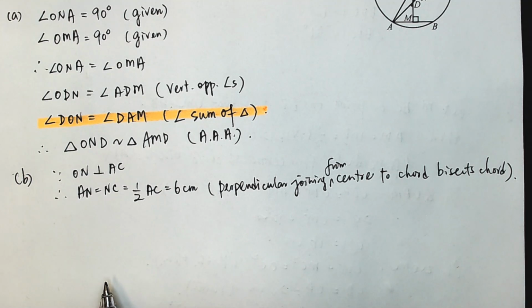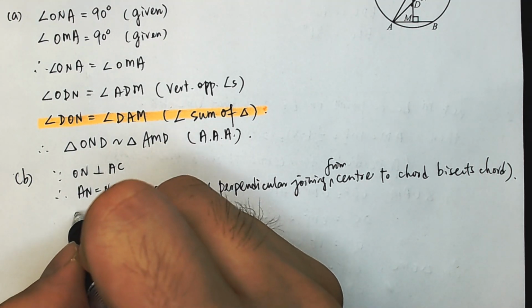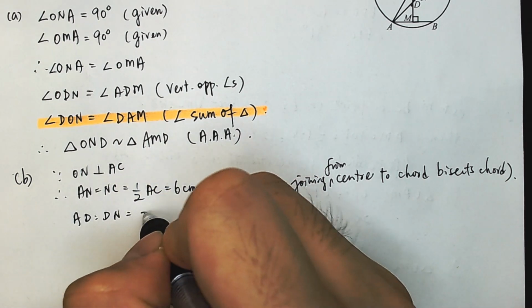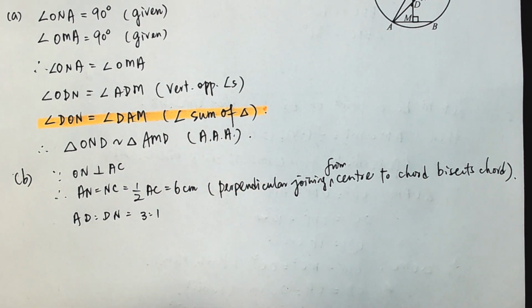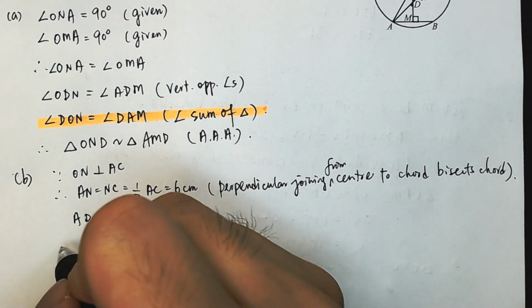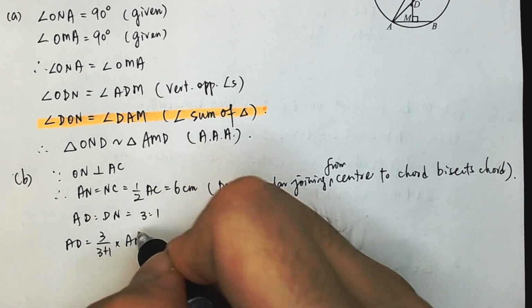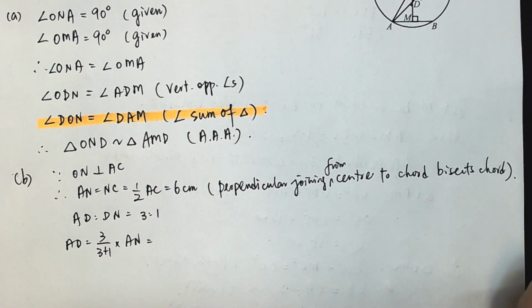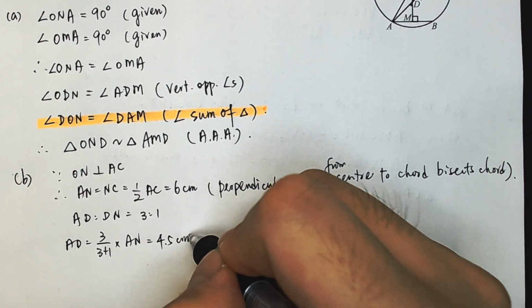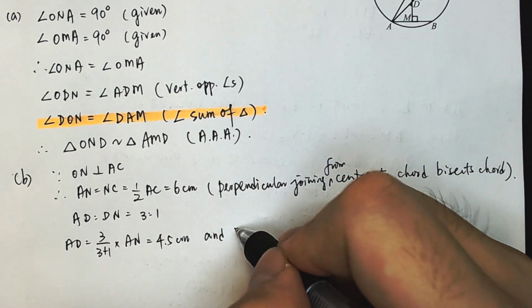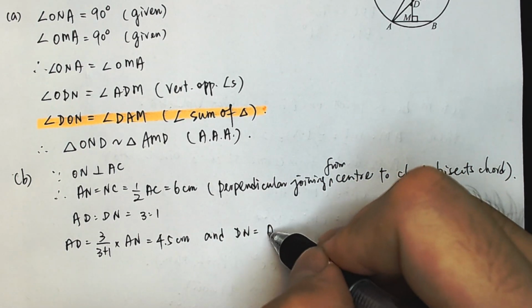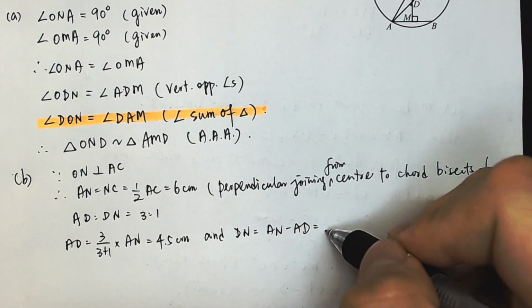And then we have AD to DN is 3 to 1. So I need to have both AD and DN. AD is 3 over 3 plus 1 of AN, which is 4.5, isn't it? 3 times 6 over 4, 4.5. And DN is AN minus AD, which is 1.5 cm.